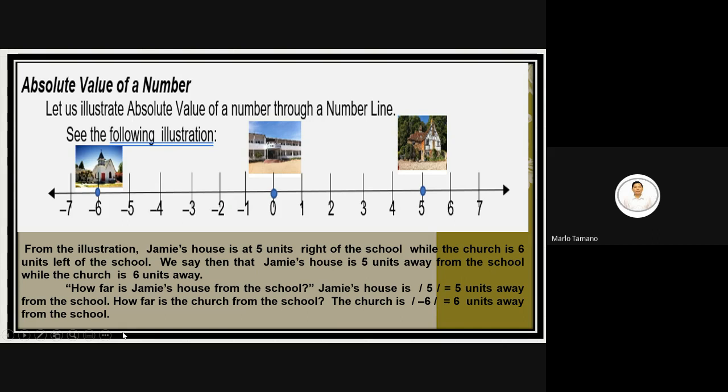Okay? So the unit from 0 or from the school is what we call the distance. So the distance of the house from the school is 5 units. The distance of the church from the school is 6 units. So meaning to say, we do not consider the negative units. Okay po? We will not consider the negative 6. So let's move.